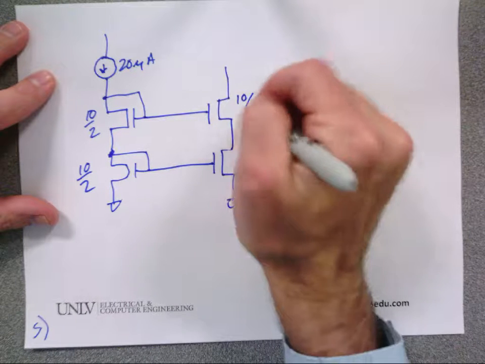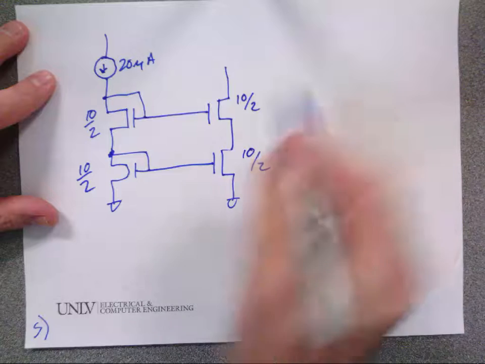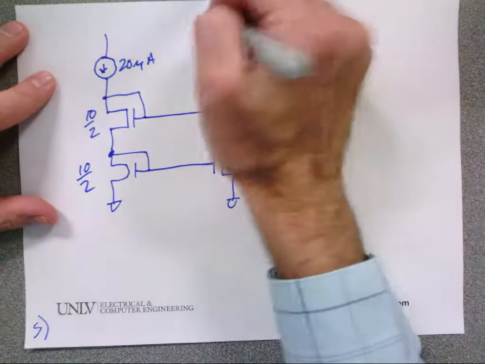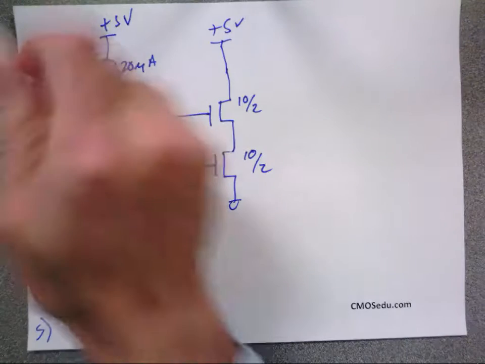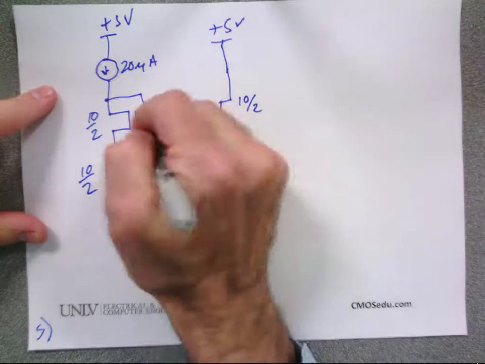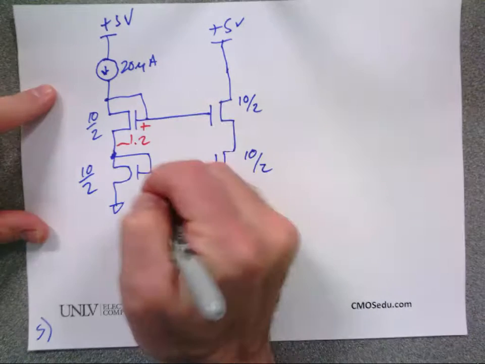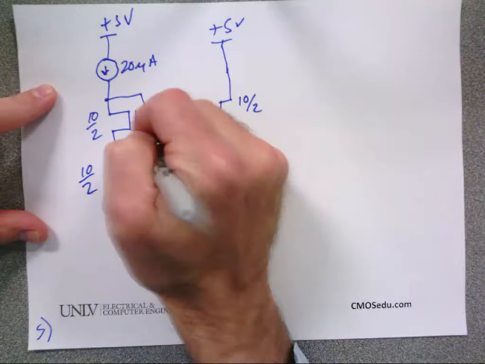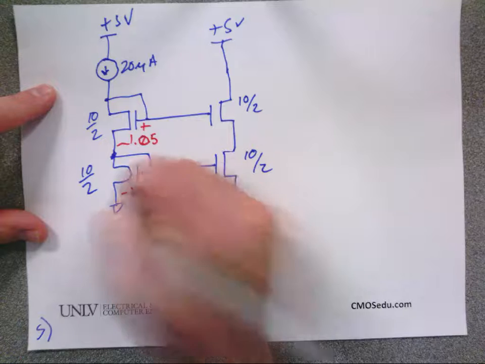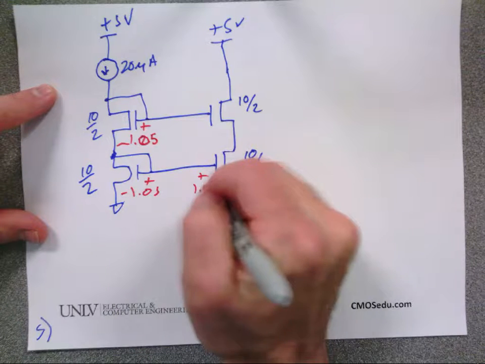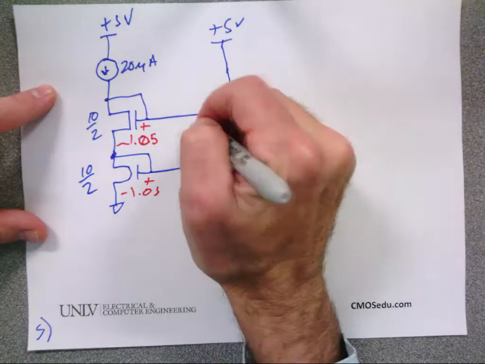10 by 2. 10 by 2. And let's say 5 volts. Plus minus 1.2. Or wait, let's say plus minus 1.05. These are straight out of the book. We'll calculate these later in example 9.5.